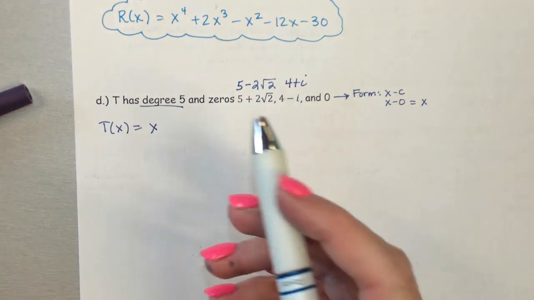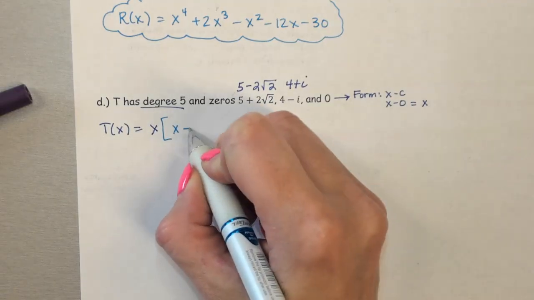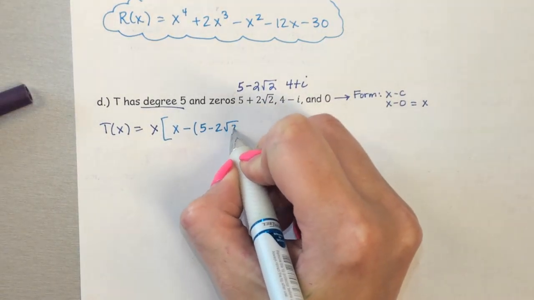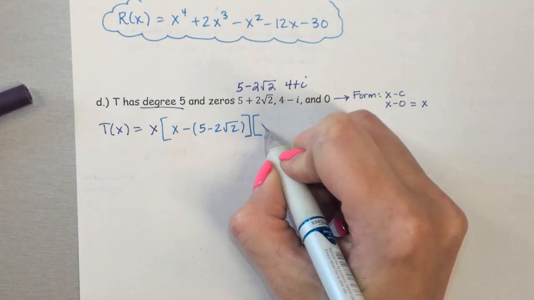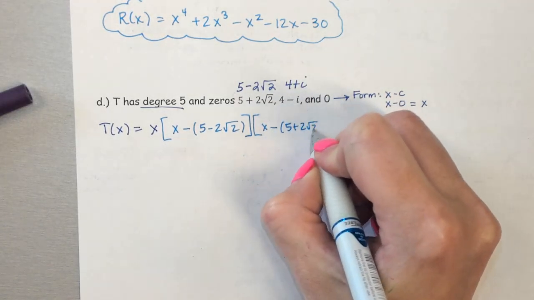And then both of these are binomials. So when we start here, we should have x minus 5 minus 2 root 2 and x minus 5 plus 2 root 2.